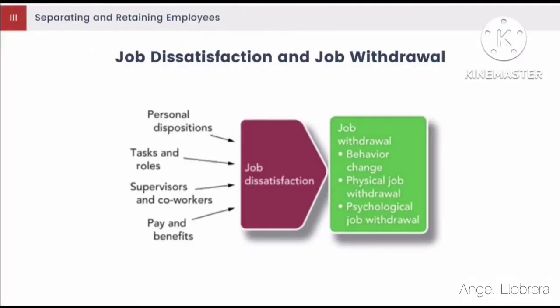So going on in this slide, we are going to talk about the different forms of job withdrawal. They develop a set of behaviors in succession to avoid their work situation. In the behavior change area, an employee will try to change the situation that is causing the dissatisfaction. For example, if the employee is not happy with the management style, he or she might request a department move.